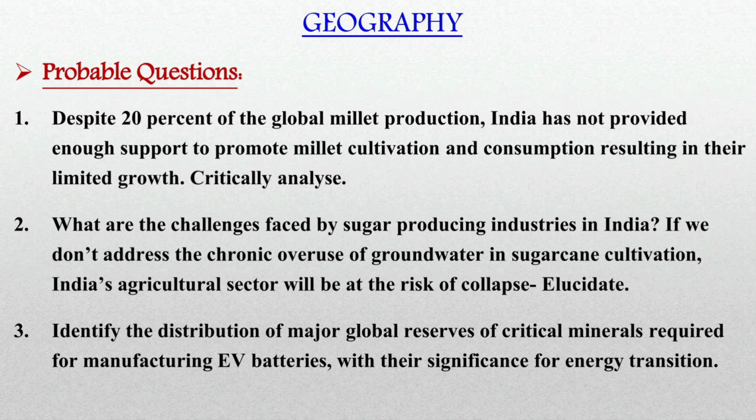Critically analyze. Second question, what are the challenges faced by sugar producing industries in India? If we don't address the chronic overuse of groundwater in sugarcane cultivation, India's agriculture sector will be at the risk of collapse. Elucidate. Third question, identify the distribution of major global reserves of critical minerals required for manufacturing electric vehicle batteries with their significance for energy transition.